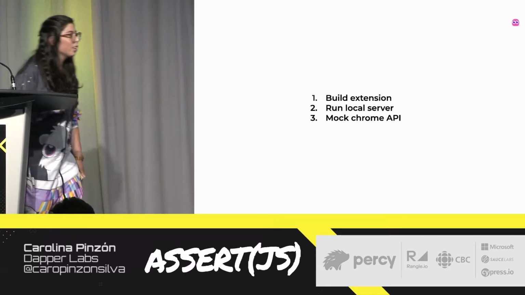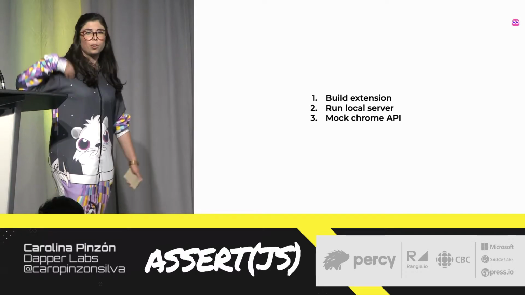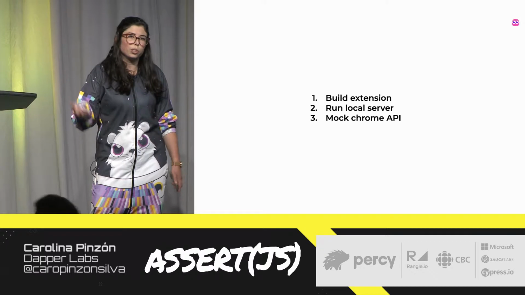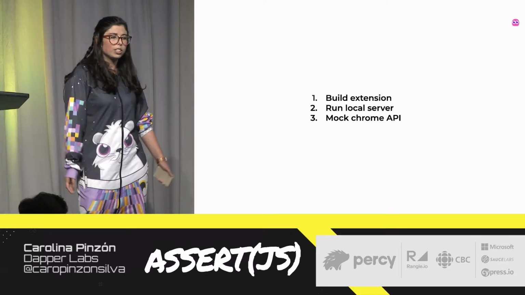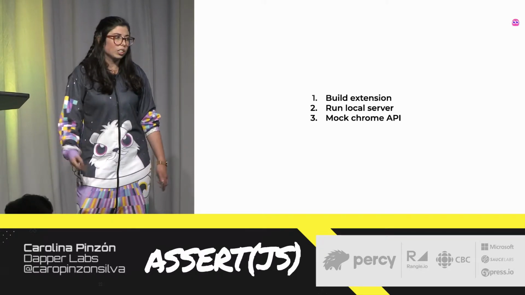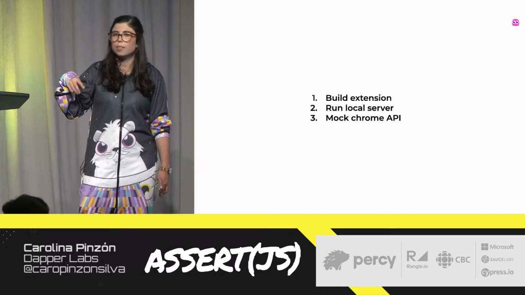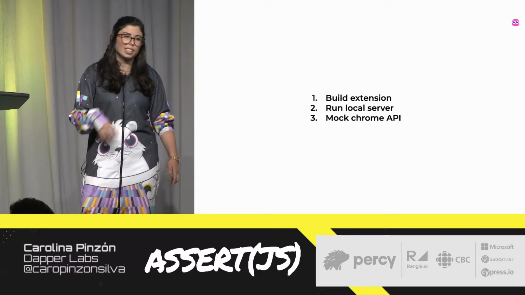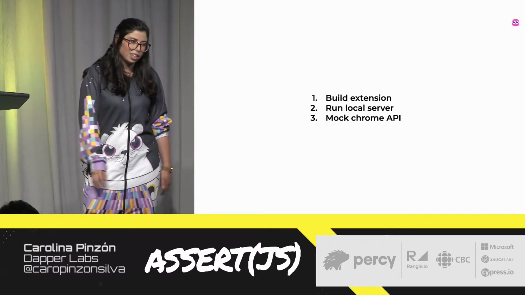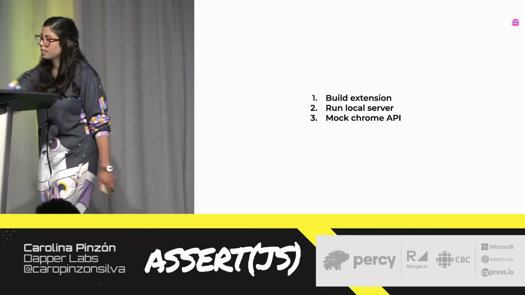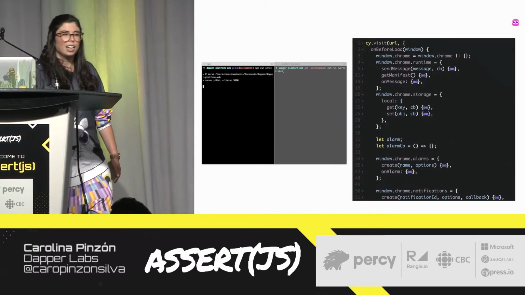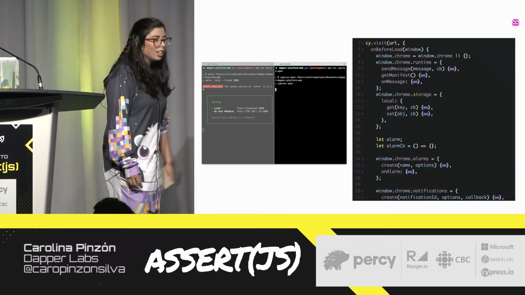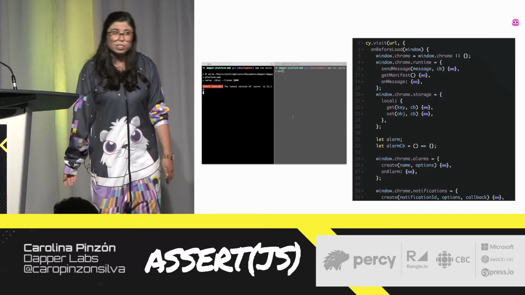So the steps that we have to do in order to run our Cypress test is first you build the extension, just as we would do it normally with our Webpack configuration. Then run the local server that points into this folder that we just built. And an additional configuration that we needed was mocking the Chrome API. That means that in Cypress, we are not actually using the Chrome API, we just mock all of it. This is, of course, not the best solution.